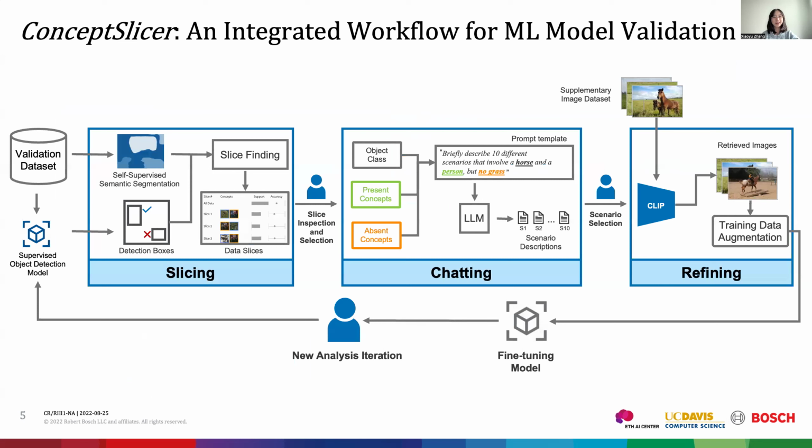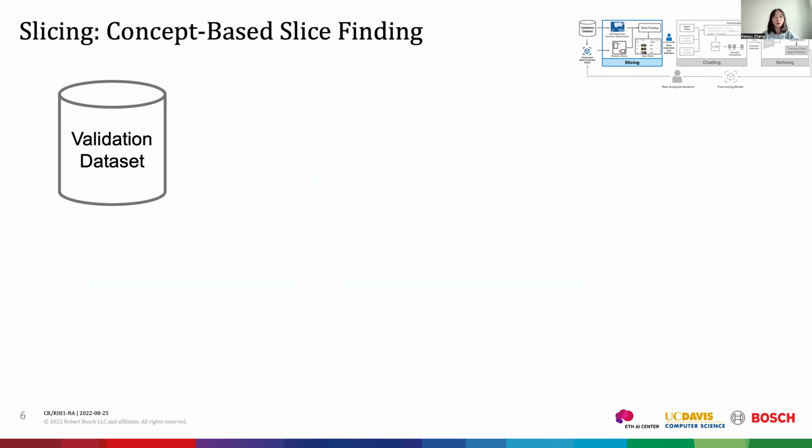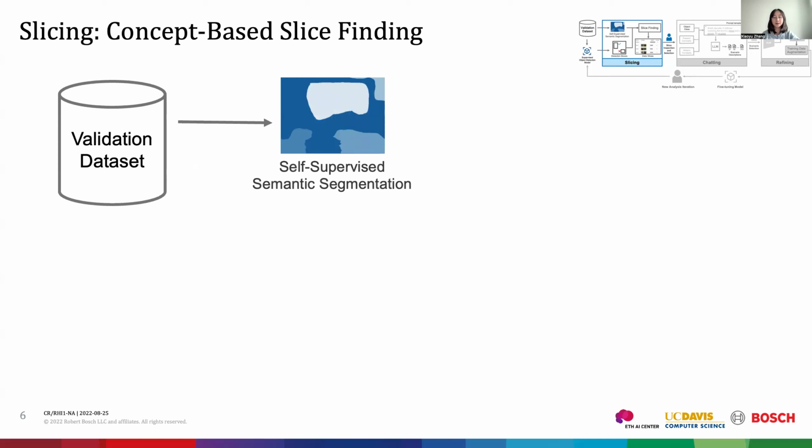To address these challenges, we propose ConceptSlicer, an integrated workflow that facilitates the slicing of computer vision models using visual concepts. Our workflow takes a validation dataset as input. To get rid of the dependency on additional metadata or cross-model embeddings, we identify interpretable visual concepts from the images using a self-supervised semantic segmentation model, and use them as the metadata for the slice finding algorithm.